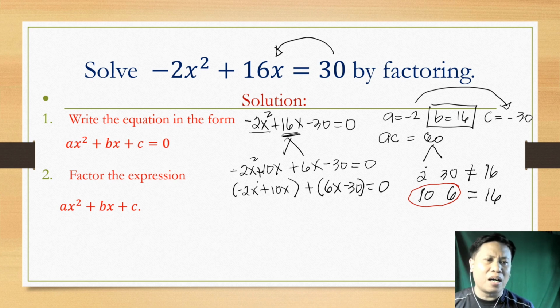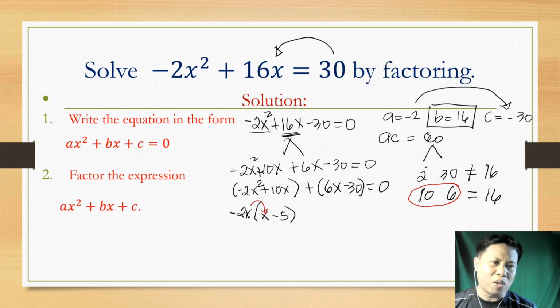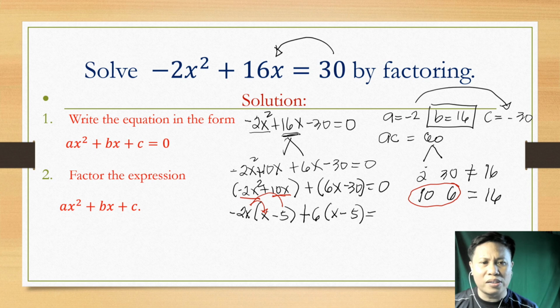Okay, then find the common factor between negative 2x squared and 10x. So that is 2x or negative 2x. So let us put negative 2x. So this will be x and minus 5. If we multiply negative 2x times x, it will become negative 2x squared, and negative 2x times negative 5 equals positive 10x. Then plus the second, 6x minus 30. What is the common factor between 6x minus 30? That is 6. Factor out 6, so you have x minus 5.